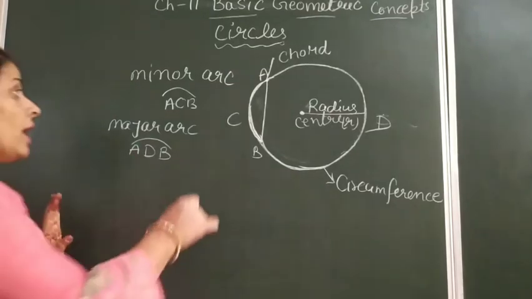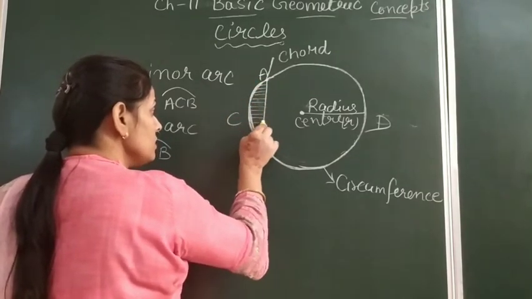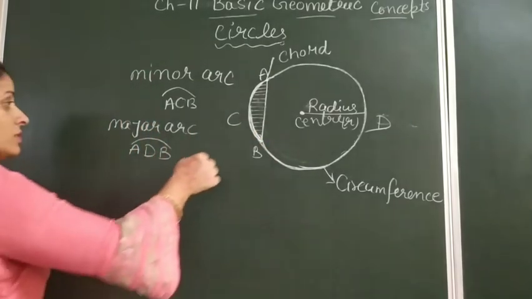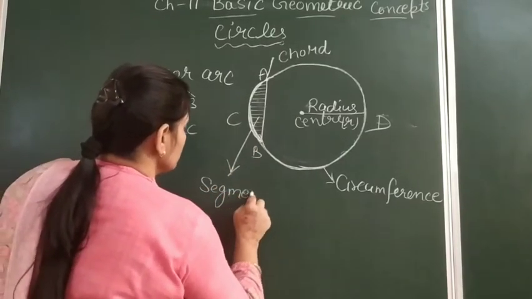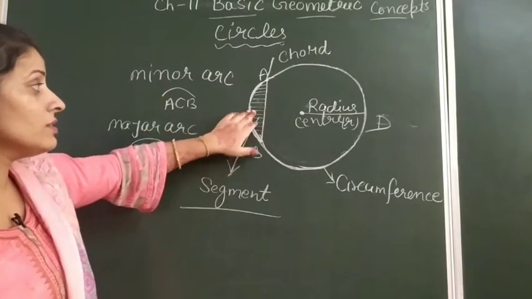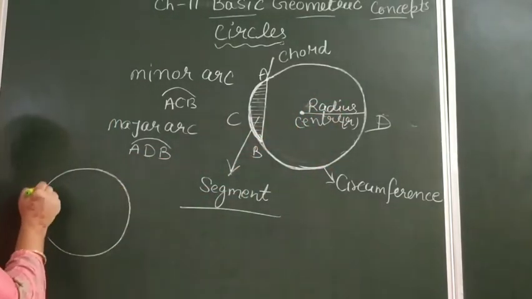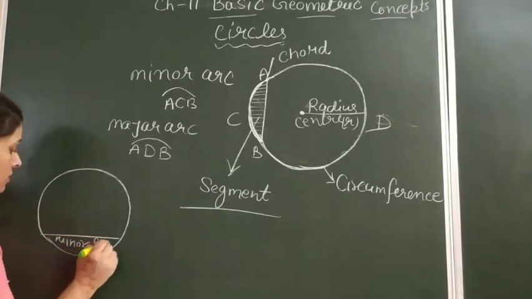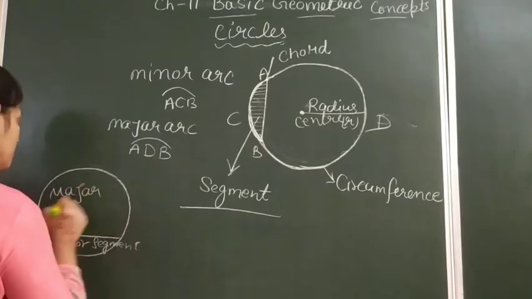The area enclosed between the chord and the arc is known as a segment. There are 2 types of segment also. This is the minor segment and this is the major segment. We can draw a different figure also. This is your minor segment and this is your major segment, right?